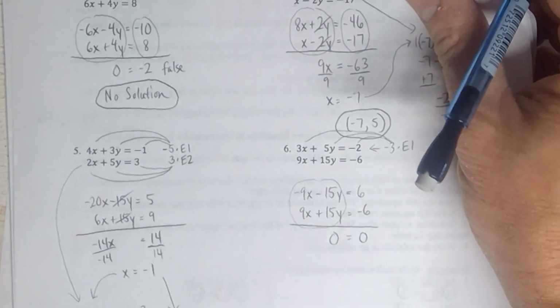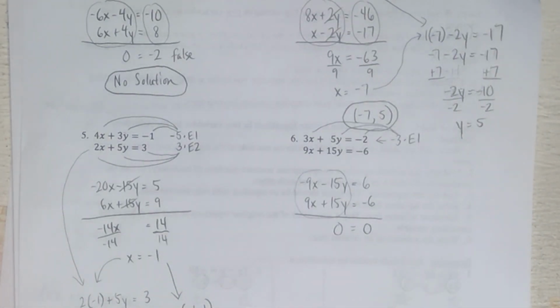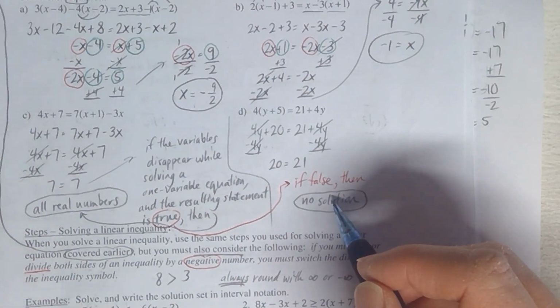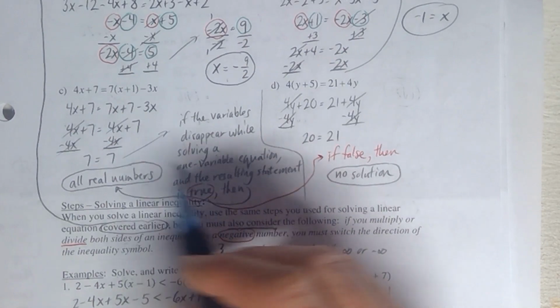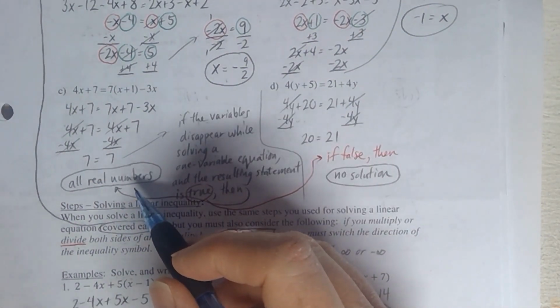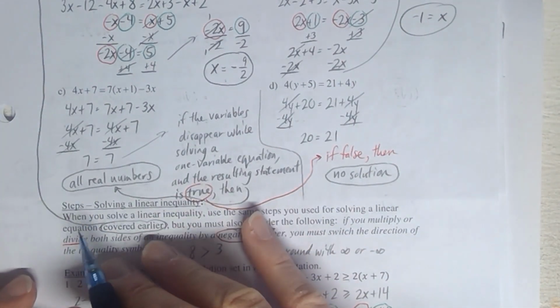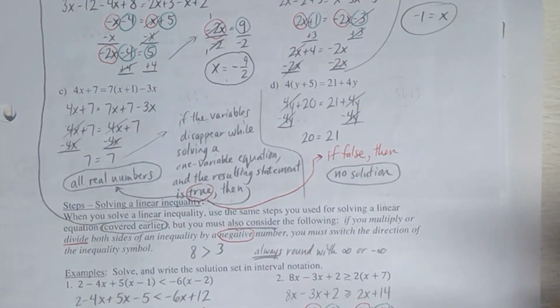All right? Now, we saw this kind of thing again back in chapter 1 when I showed you earlier about when it was no solution. If it was true after all the variables go away, then we said it was all real numbers. That is not the case here, but it is something similar. Remember, all real numbers, that's a lot of answers, right? That's actually an infinite amount of answers.